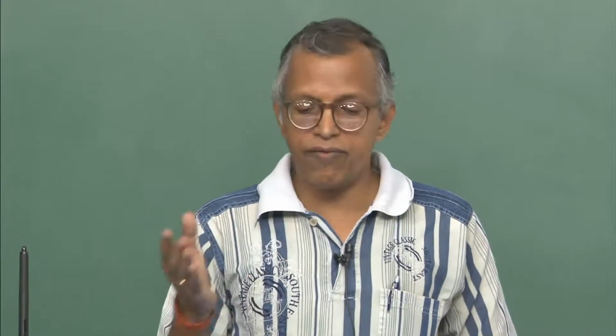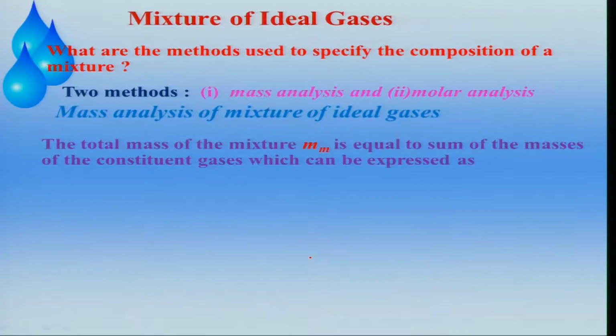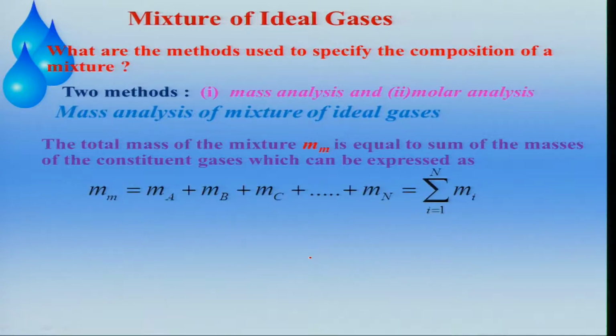So, I can find the total mass of the mixture as equal to the sum of the masses of the constituent gases, which can be expressed as m equals m_A plus m_B plus m_C, and so on up to n number of gases, m_n. I can write this in a compact form, that is the summation of m_i, where i is equal to 1 to n. It can be anything. For example, if it contains carbon dioxide, water, carbon monoxide and nitrogen, 4 gases, here it will be i equal to 1 to 4, right.